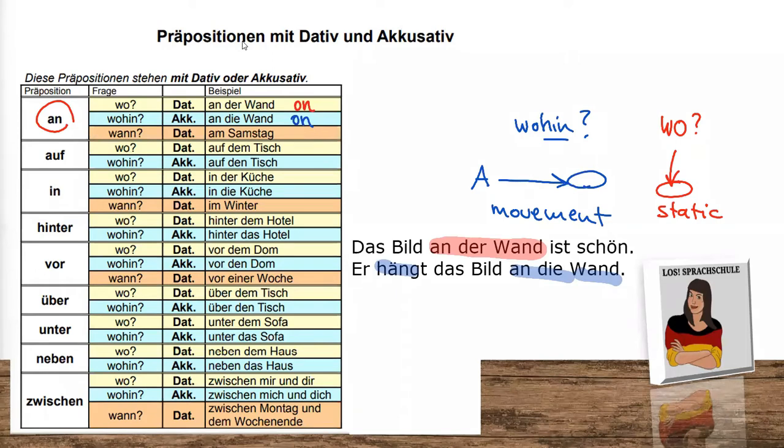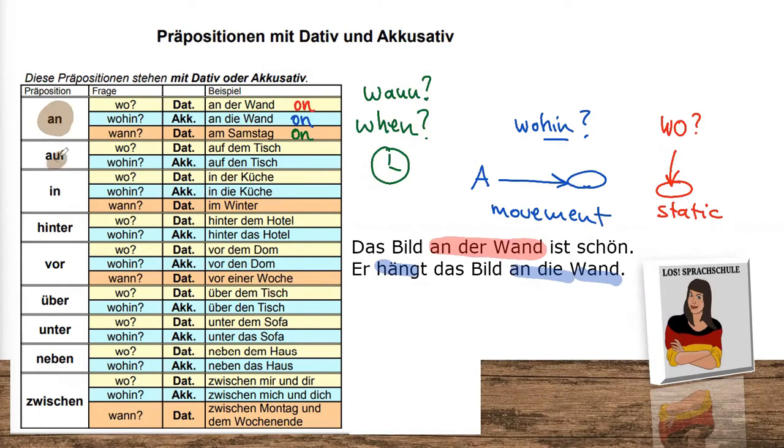The third question that will help us to see if it's dative or accusative is a little bit easier. It is wann, when. So when is, of course, date and time or season related. Am Samstag, on Saturday. Am Samstag treffen wir uns. We will meet on Saturday. I will take the red color here so you don't think it's only dative, but you have to remember an is a preposition that has both options.